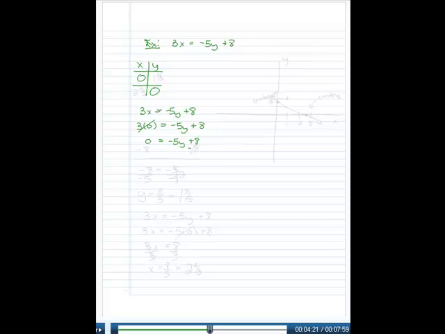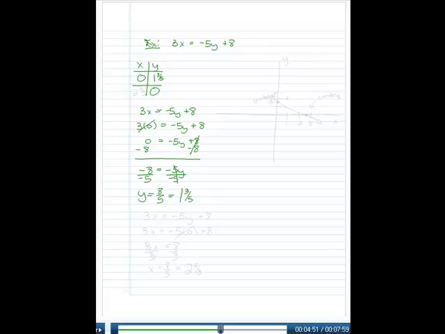To get y by itself, I'm going to take away 8. So I get negative 8 equals negative 5y. And to get y by itself, I'm going to divide by negative 5. So I get y equals, and a negative divided by a negative is a positive, 8 over 5. And again, for graphing purposes, let's change this to a mixed number. So I'm going to get 1 and 3 over 5. So when x is 0, y is 1 and 3/5.